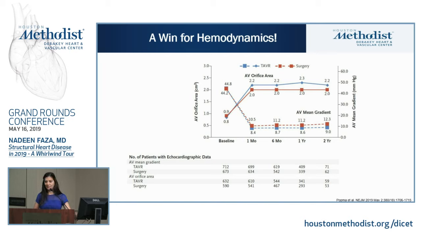Patients who underwent TAVR with a self-expanding valve had significantly lower mean aortic valve gradients and higher aortic valve areas as compared to the surgical arm. So they had better hemodynamic profiles after their procedures.